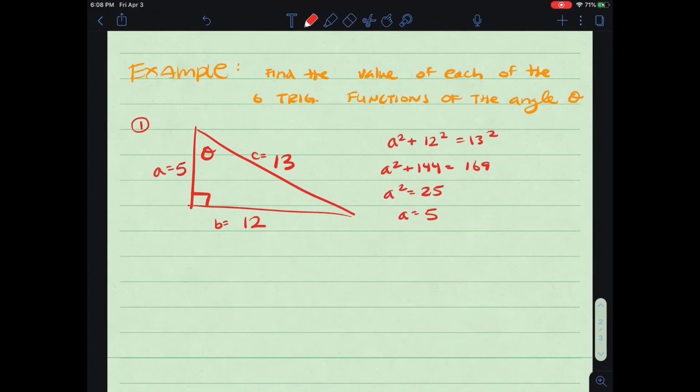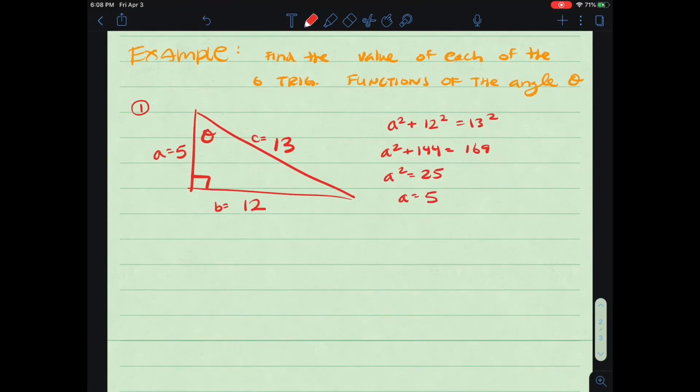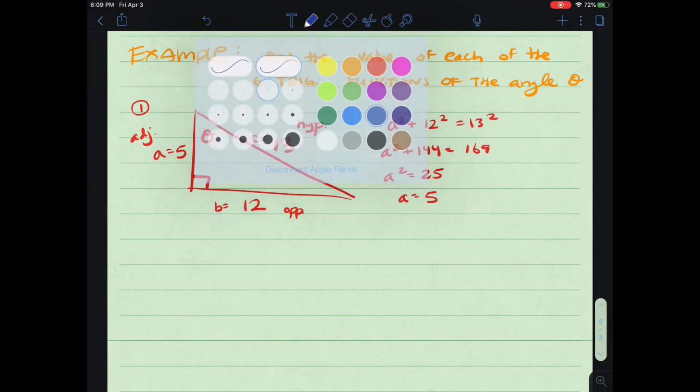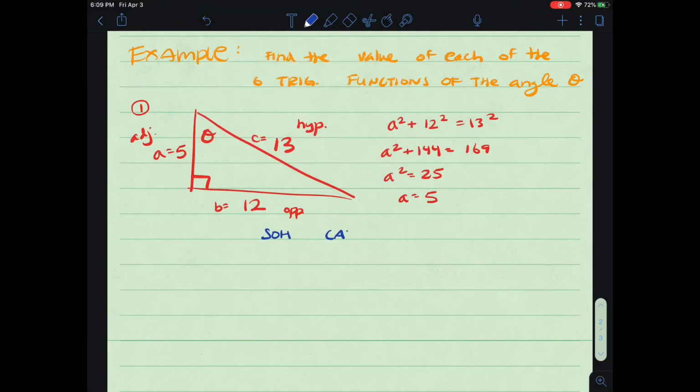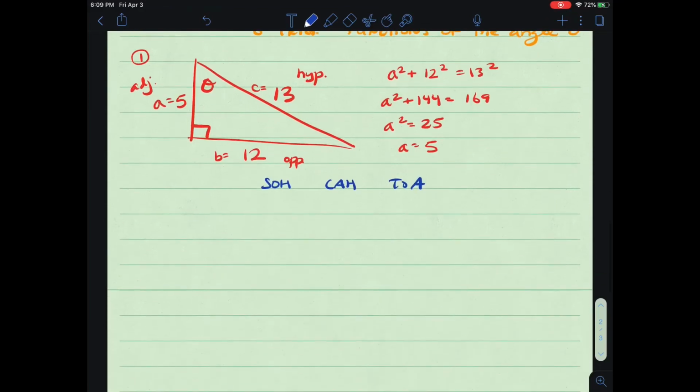Now, before I go into the 6 trig functions, what I like to do is I like to define the sides and label them as opposite, adjacent, or hypotenuse. So because theta is right here, I know that this side here would be my opposite, right? So I'm just going to put opposite here. The longest side of a right triangle will always be my hypotenuse. And then this side right here, because it's right next to the angle theta, that must be my adjacent. Then I'm just going to quickly write SOHCAHTOA just to remind myself what the first three trig functions will be and how to find them.